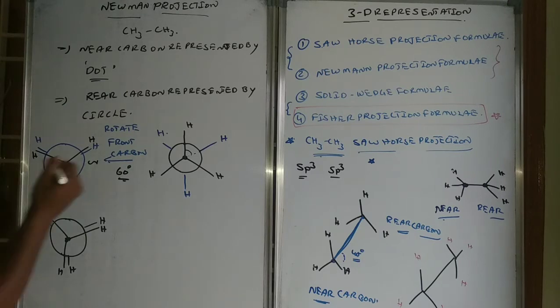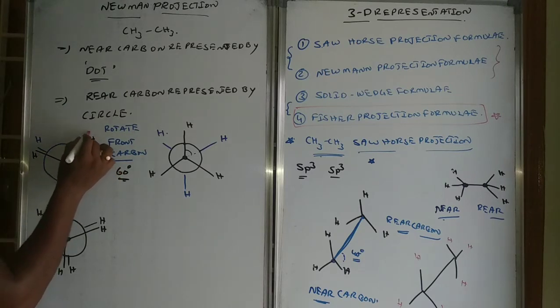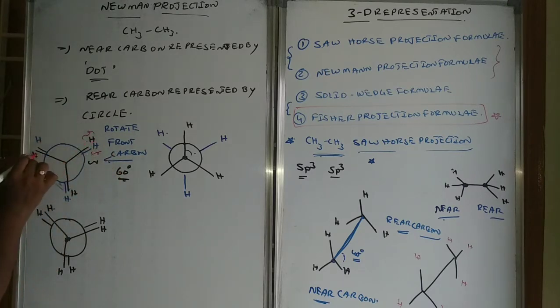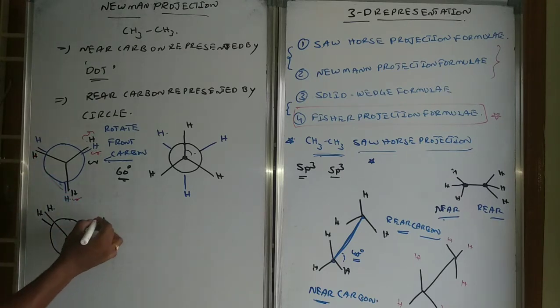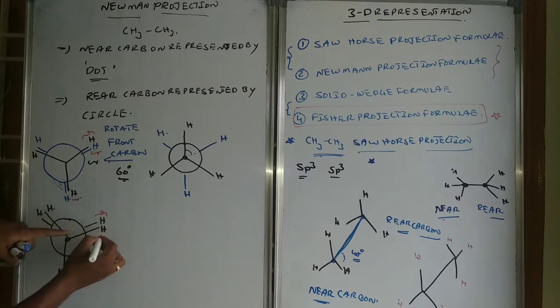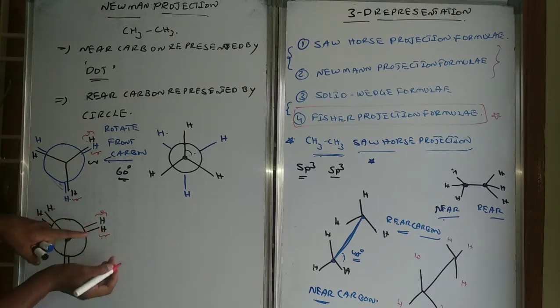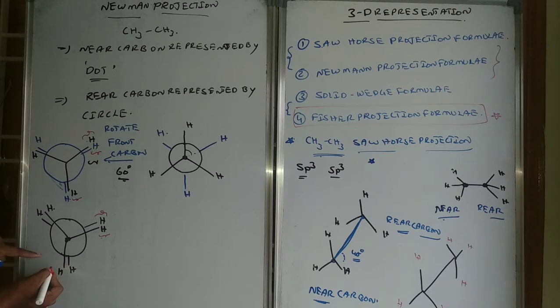You see here, to the rear hydrogen I am writing the front hydrogen on the left side. Here also I am writing on the left. Here also I am writing on the left. But here you see for the rear hydrogen, the front hydrogen I am writing on the right side. Here also a little to the right side I am writing. Here also on the right side, like that. If you write one thing on the left, everywhere you should write on the left side. If you write on the right side, you have to write everywhere on the right side. Like this you can write the Newman projection.